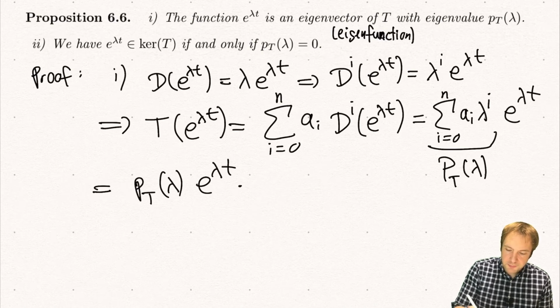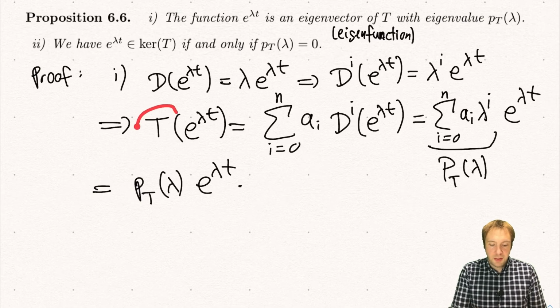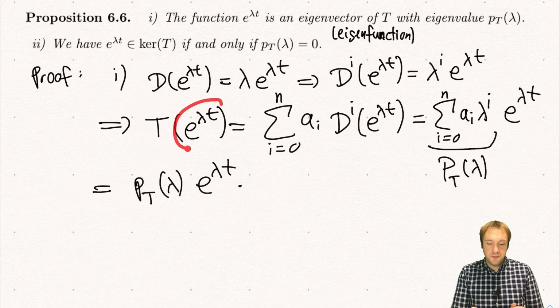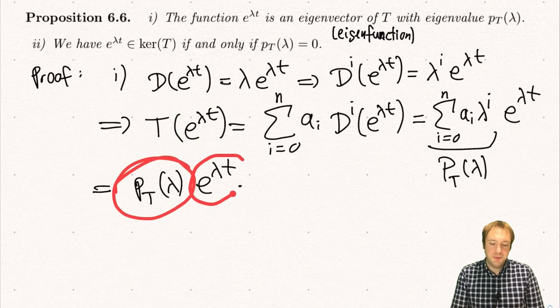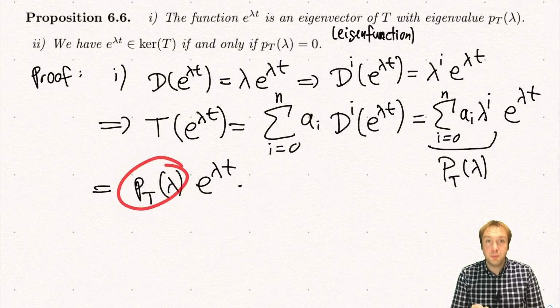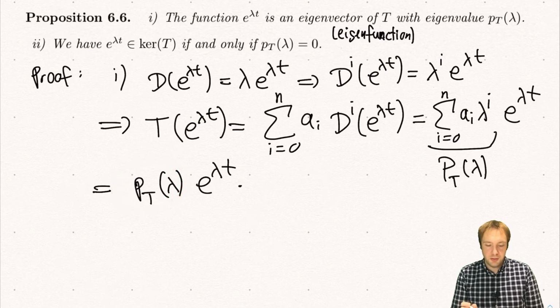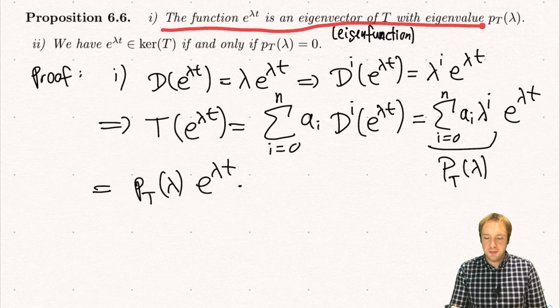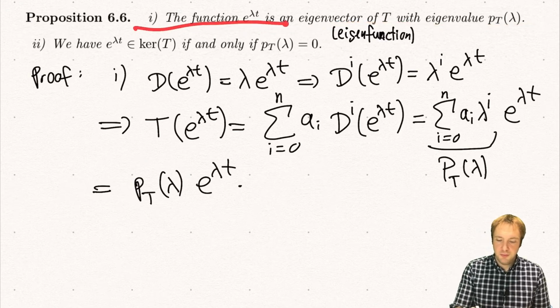to the lambda t. Therefore, applying this differential operator T to this function e to the lambda t gives this number times e to the lambda t, and therefore this e to the lambda t is an eigenvector for this linear map T with this eigenvalue here. And this eigenvalue here is the number we get when we plug this real number lambda into this characteristic polynomial of T. And this is exactly the statement of the first thing here.